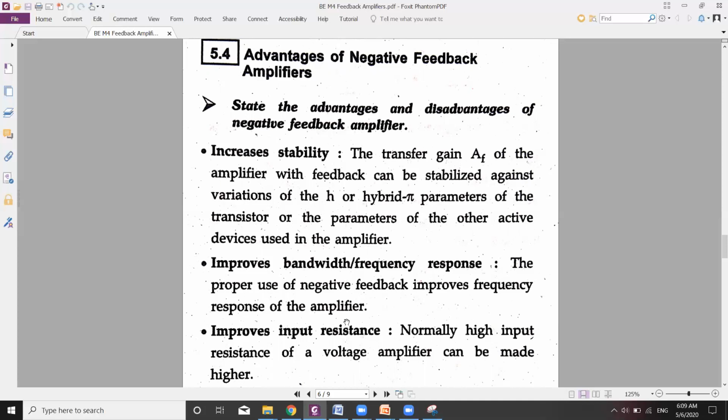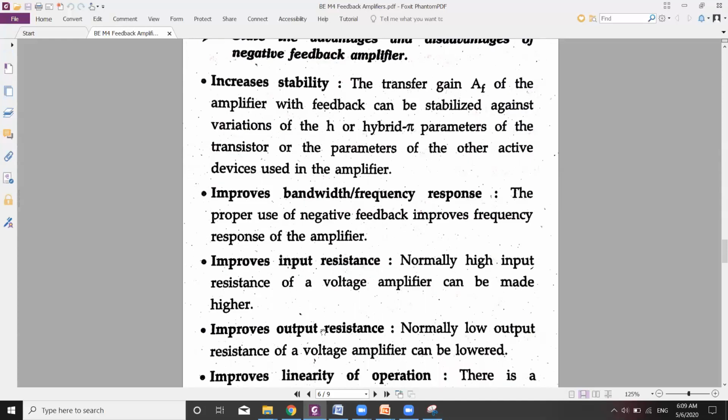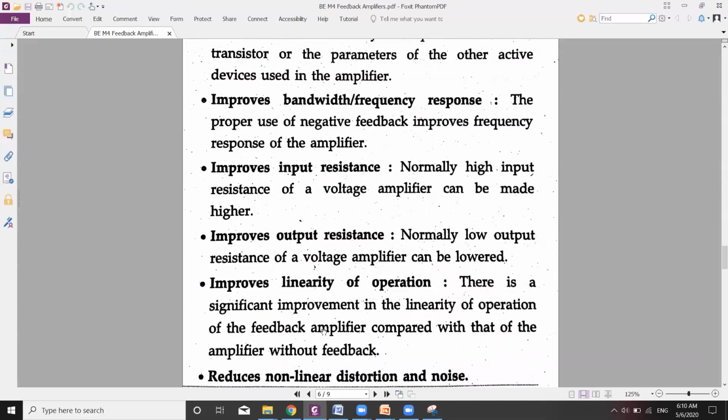The next advantage is that it improves the input resistance. Actually speaking, if we take any electronic circuit, one property is desired. What is that property? Input impedance should be very high and output impedance should be very low. That is the desired characteristic of any electronic circuit we take.